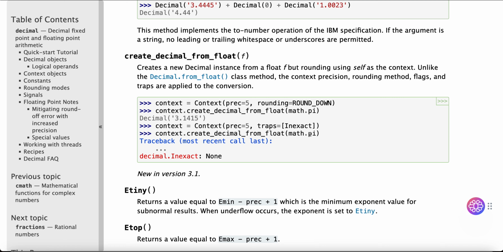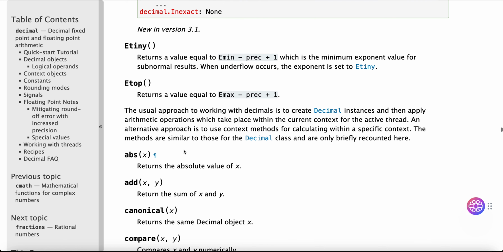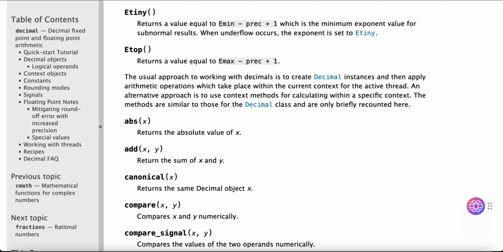Etiny returns a value equal to Emin - prec + 1, which is the minimum exponent value for subnormal results. When underflow occurs, the exponent is set to Etiny. Etop returns a value equal to Emax - prec + 1.